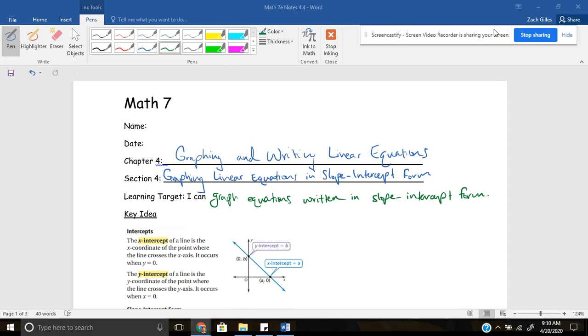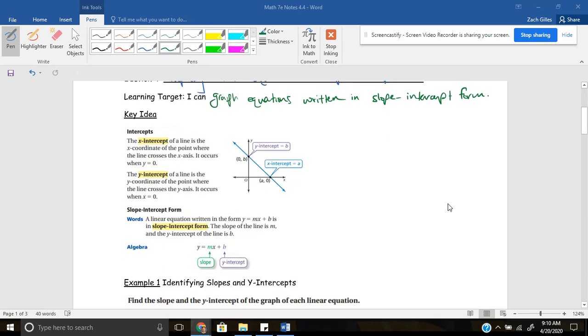We've been working on linear equations here in chapter 4, and we're going to work on slope-intercept form today, and it's probably my favorite way to graph linear equations because it's probably one of the quickest ways to do so. Let's check out a few examples and go through some of the steps that we need to learn here.